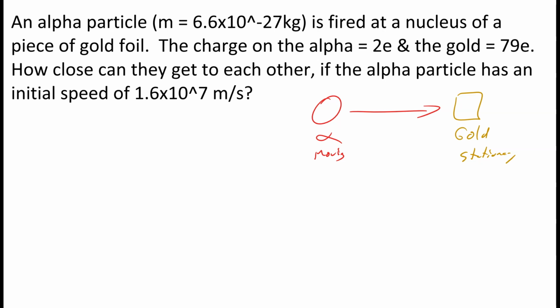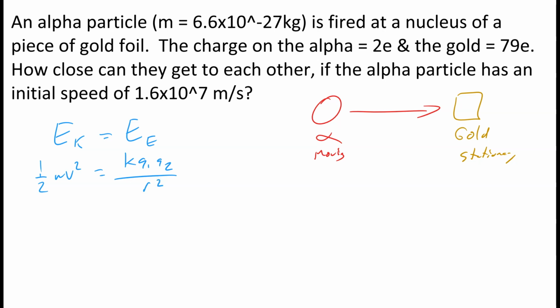So we want to know how close the alpha particle is going to get to the gold particle before being forced to move backwards, or however it's going to move. Well, let's think about what's happening here. We know initially we've got some kinetic energy from the alpha particle moving, and eventually that's going to slow down, and it's going to turn into electrostatic energy. So therefore we know we've got 1/2 mv squared is equal to k q1 q2 over r squared.